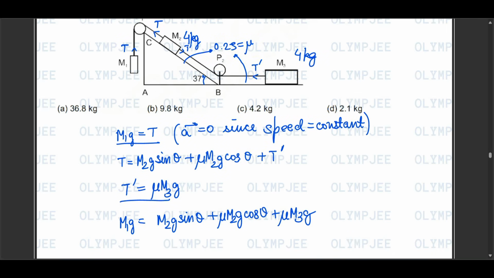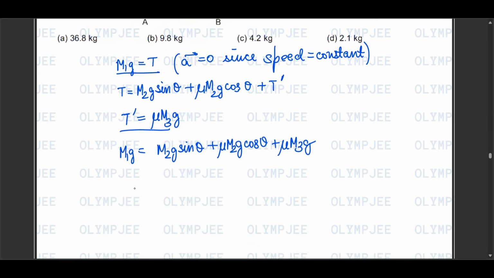And from here, if I put the values, then m1 will come out as 4.2 kg. So option C is correct.